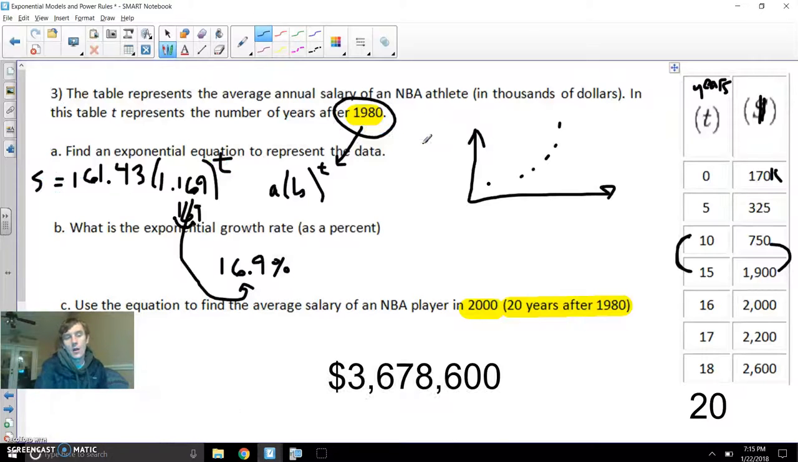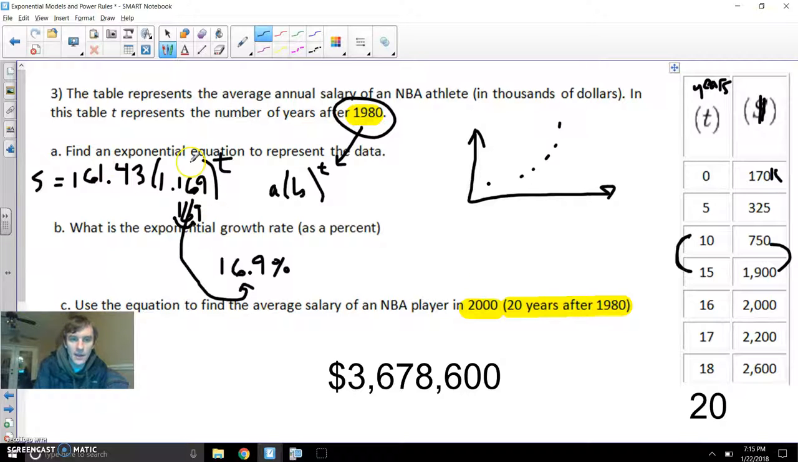All right, guys, so I went ahead and tried to fill in some information here, but let's read it together. The table represents the average annual salary of an NBA athlete in thousands of dollars. So when you look over here, this is time after 1980. So this is really 1985, 1990, 1995. And then in terms of salary, how they've increased. A lot of times people use the regression process to take data and start thinking about what will happen later. And of course, that's part C, use the equation to find 20 years later.